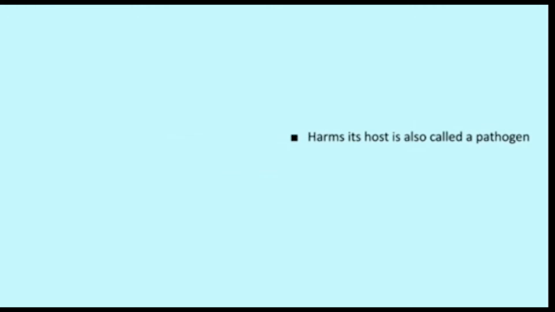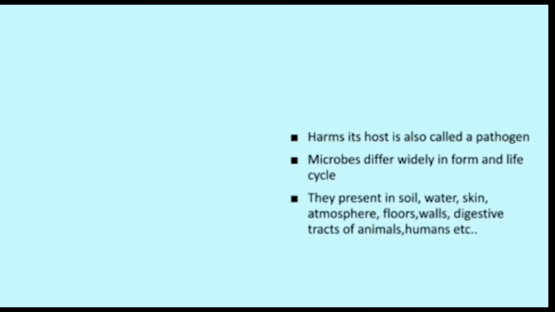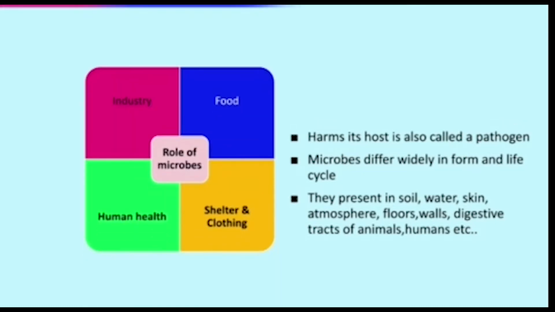Microorganisms differ widely in form and life cycle. Microorganisms live in water, soil, skin, atmosphere, floors, walls, and the digestive tracts of animals, humans, etc. Microorganisms play an important and dominant role in all fields of human endeavor: industry, agriculture, problems connected with food, shelter, and clothing, and in the conservation of human health and combating diseases.